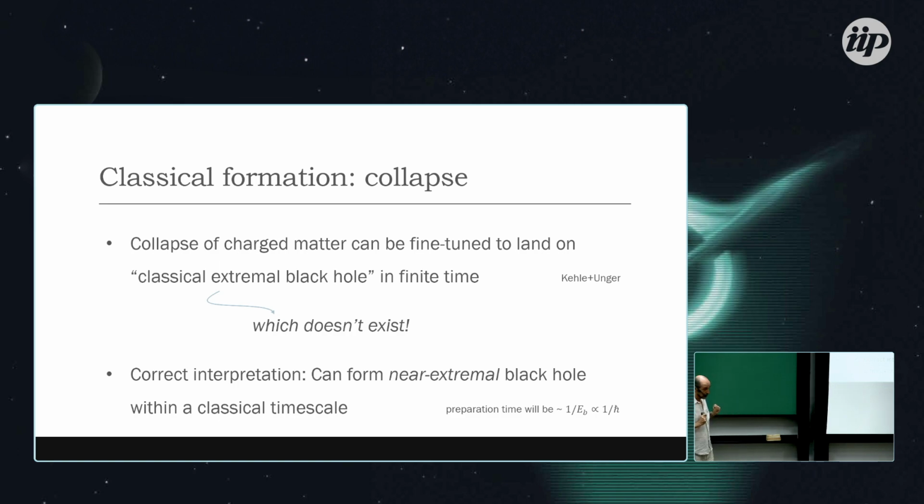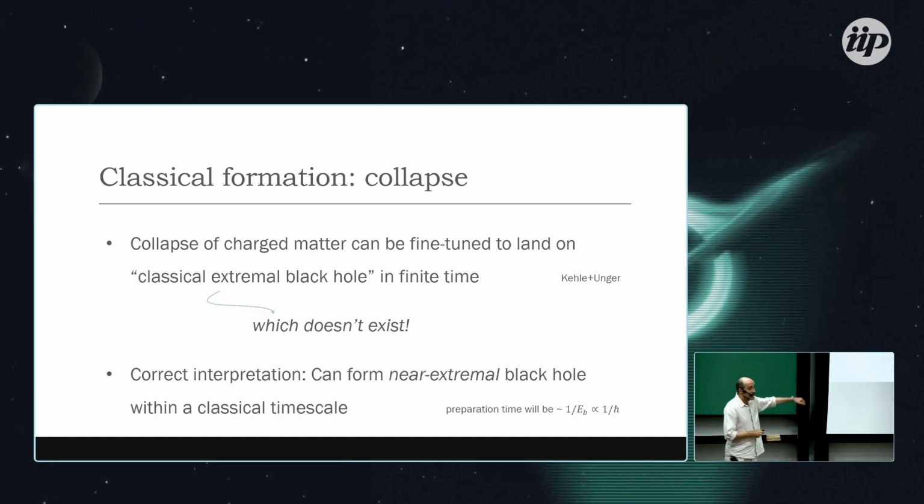It's a mathematical artifact of taking the wrong order of limits. I think that's something that's important to bear in mind, which means that anything that we knew about classical extremal black holes, or classical near-extremal black holes, now has to be revisited. The correct interpretation of this result, I think, is that you can form a black hole very close to extremality in this quantum regime within a classical time scale. So that's quick.